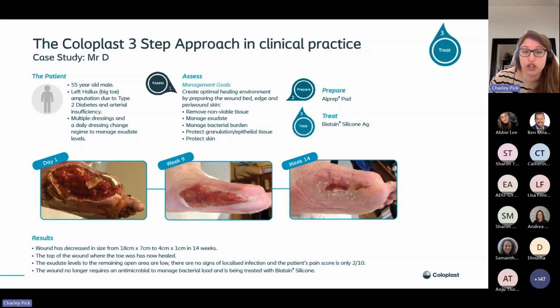The top of the wound where the toe was has healed completely in week 14's picture. And the exudate levels to the remaining open area are very low. There are no signs now of localized infection, and the patient's pain score is only 2 out of 10. So the wound no longer requires an antimicrobial to manage that bacterial load, and was then treated with Biatain Silicone. So you see that step down from the Biatain Silicone AG when there are no longer signs of infection or biofilm present in that wound. We can step down to Biatain Silicone. We don't need to use that silver any longer.